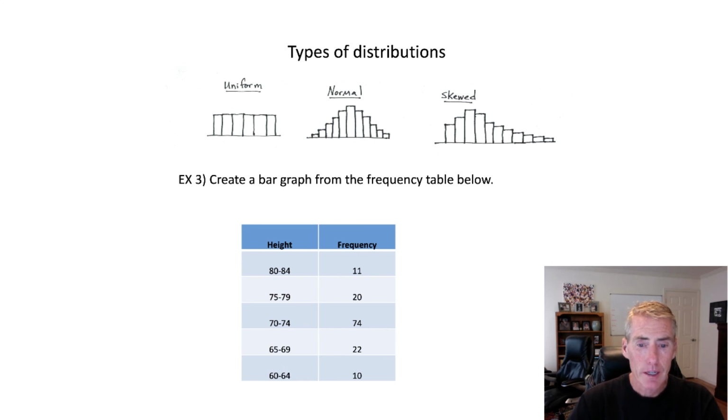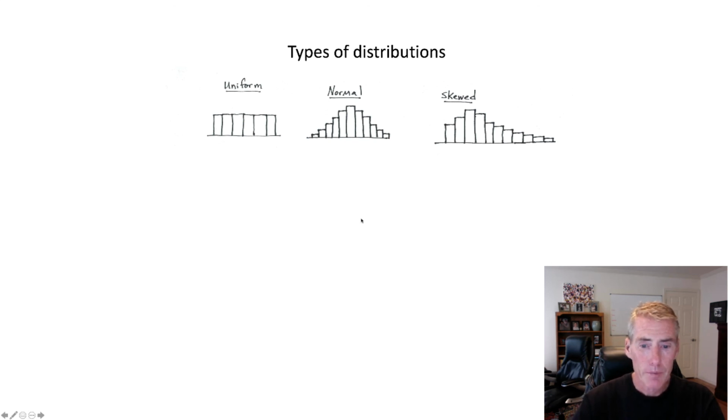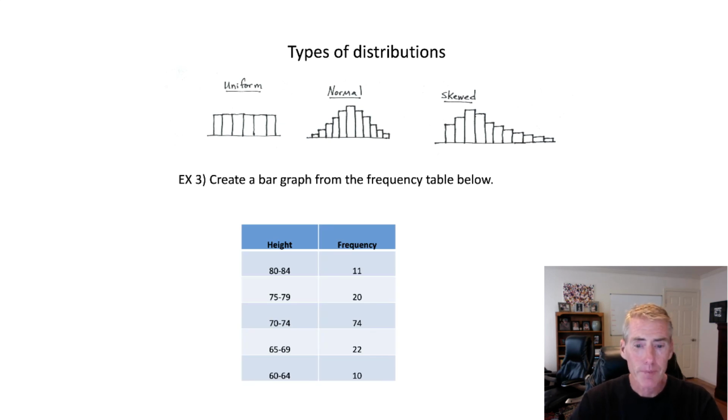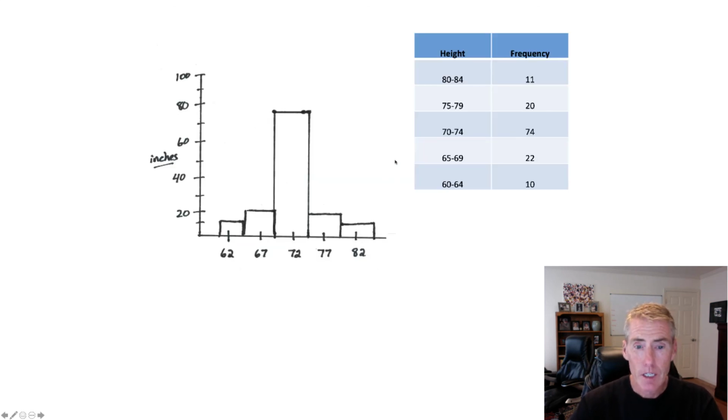So here's a table that I just randomly made up. And then make the bar graph based on this. Okay. So here's how I do it. So for the category that goes from 60 to 64, I average those two, add them together and divide by 2. That would turn out to be 62. So there's a 62 right in the middle. So then I put a 62 down here on the x-axis. And that goes up to 10.